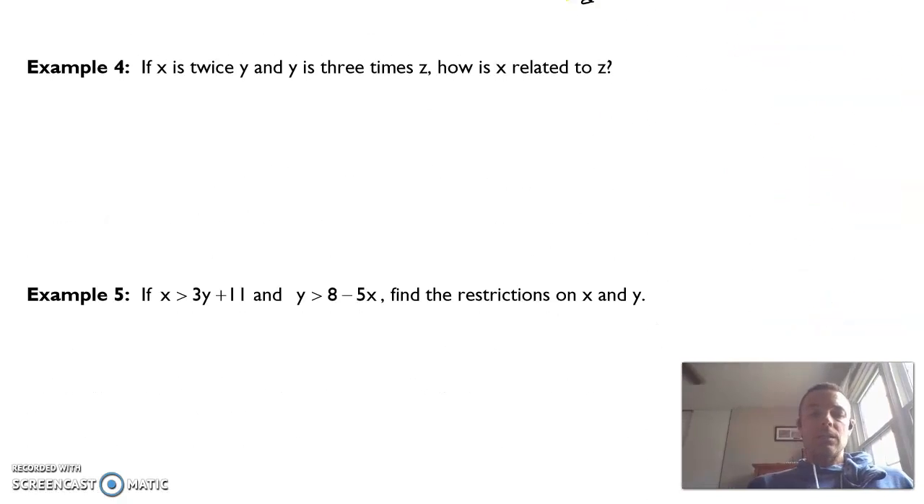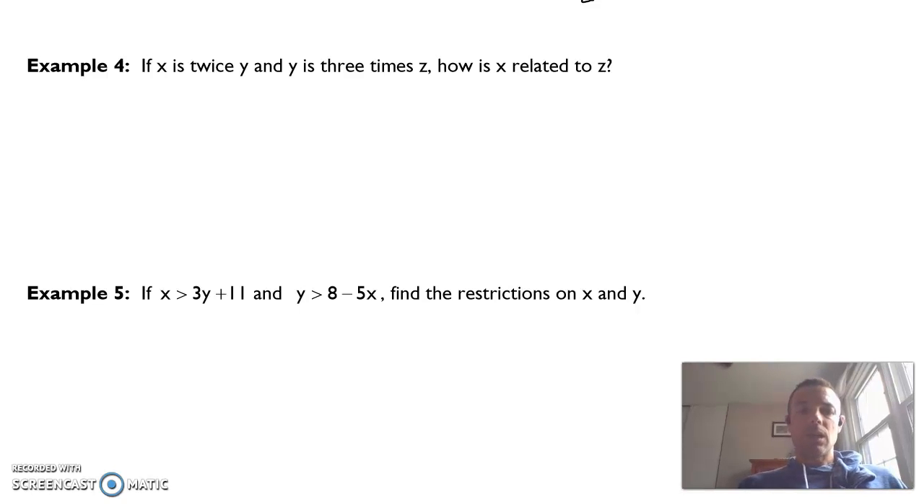All right, now we're going to get into something that can be a little bit trickier. X is twice y and y is 3 times z. How is x related to z? See if you can come up with some ideas to compare x, y, and z in this, and then unpause to see how you did.